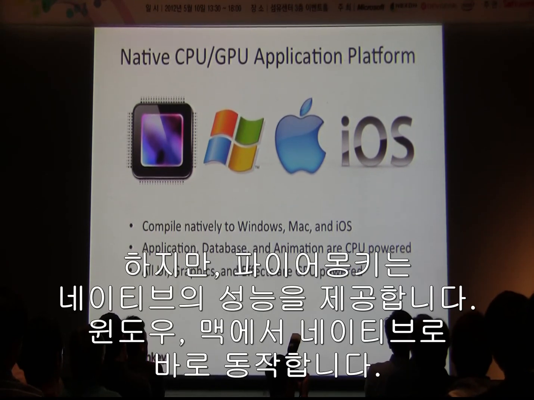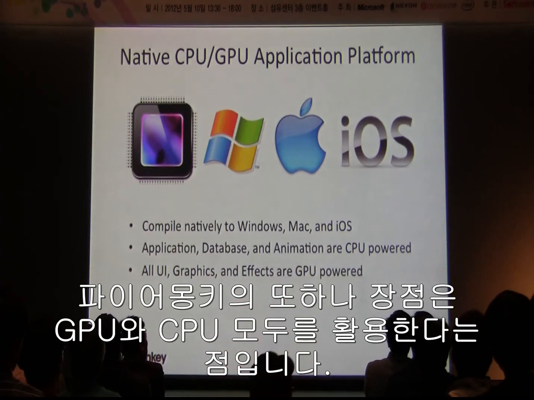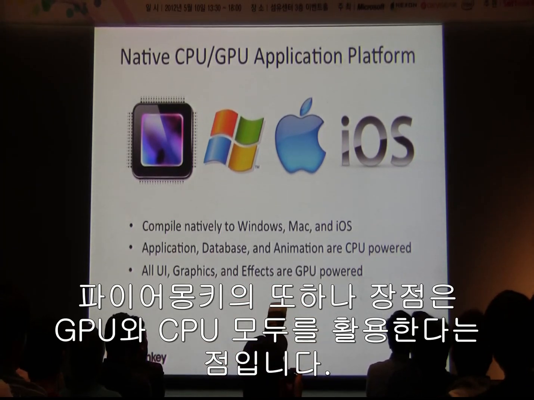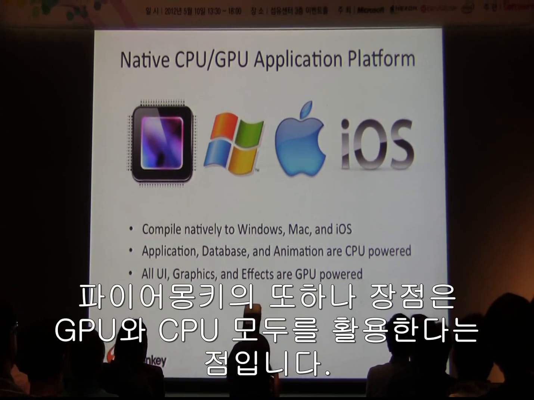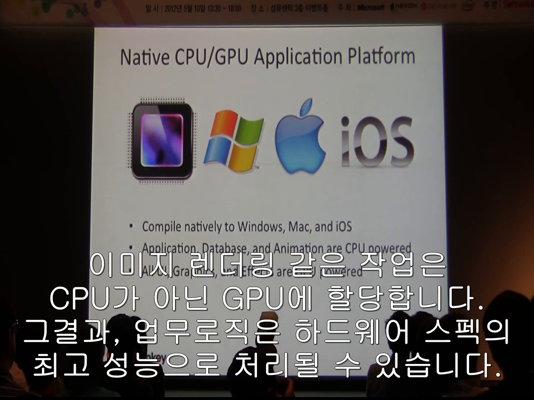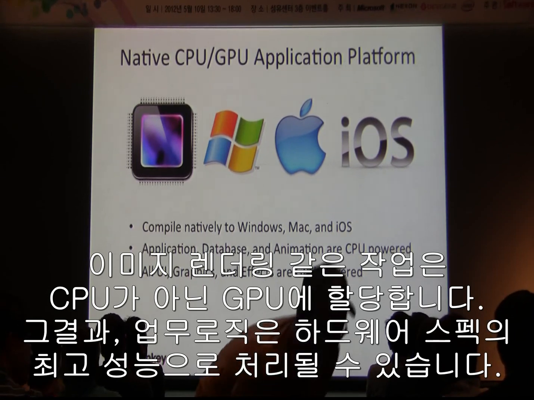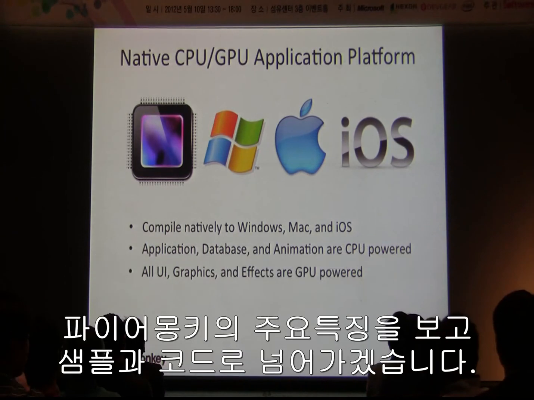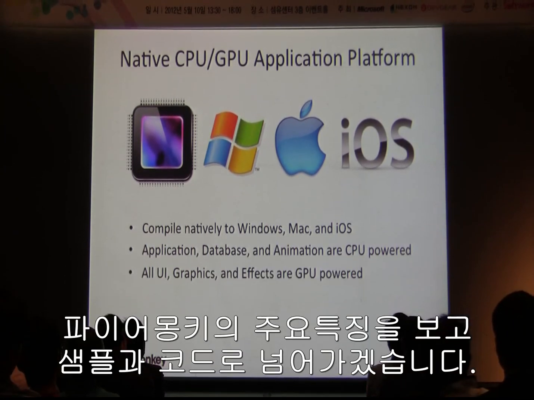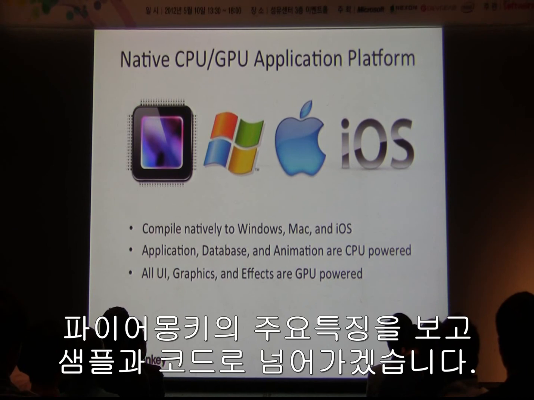But with FireMonkey, you get native performance. It runs natively on Windows and on OS X straight away. The other interesting thing about FireMonkey is we use a combination of the CPU and the GPU also. So we are taking a lot of workload off the CPU for all our graphic rendering and image rendering and placing that on the GPU. And so all your business logic, middle tier components and so forth will run as fast as they possibly can depending on the hardware underneath. So what I'd like to do now is just point out some of the key features of FireMonkey, and then we'll start looking at some examples and actually get into some source code as well.